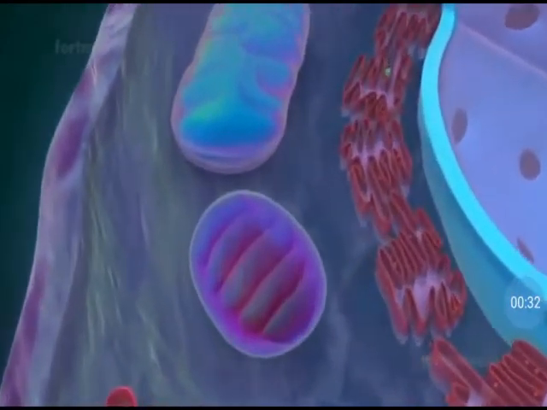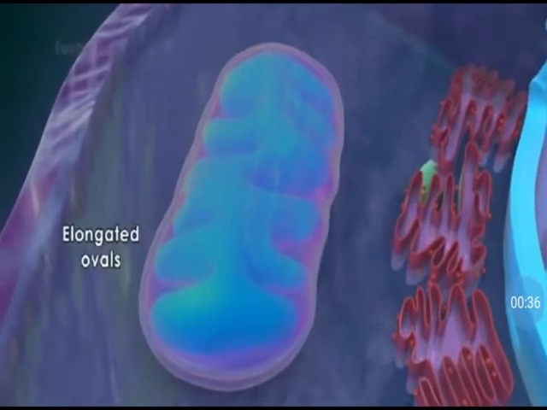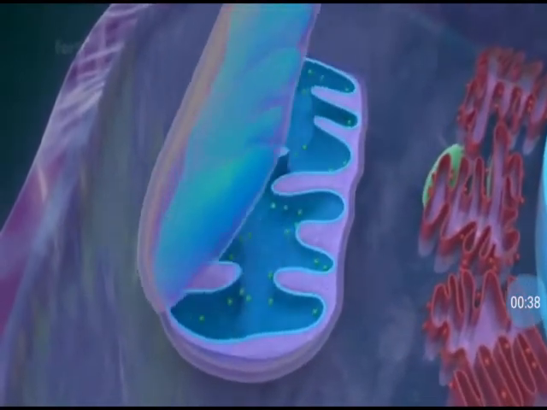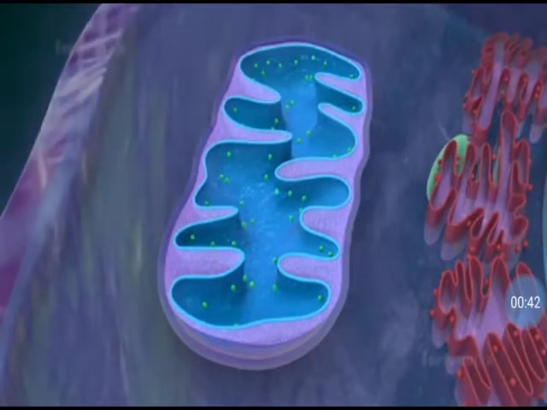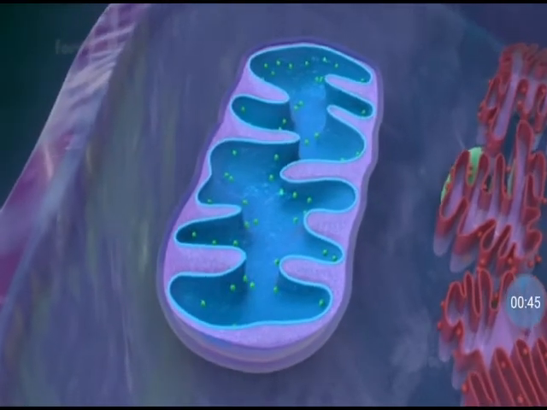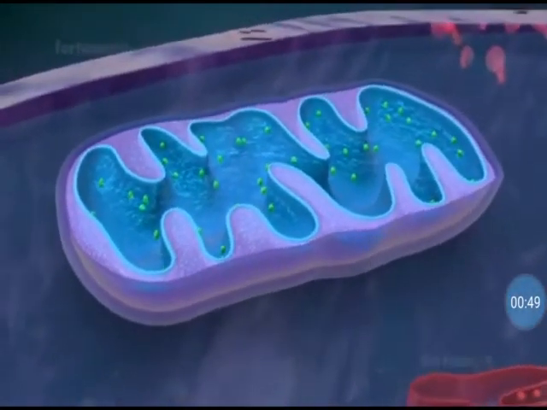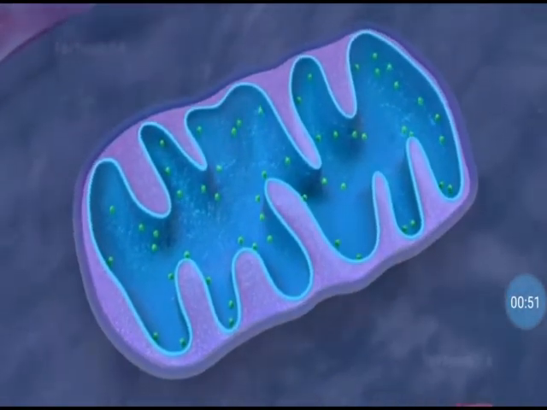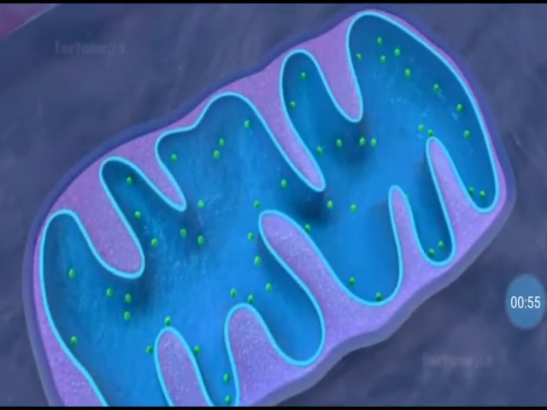Now, these mitochondria come in various shapes. They can be oval, spherical, elongated. And when we look inside the mitochondria, we find there are two membranes. So it's a double membrane structure: an outer membrane, which is porous, and an inner membrane, which is folded. And these folds are called cristae.